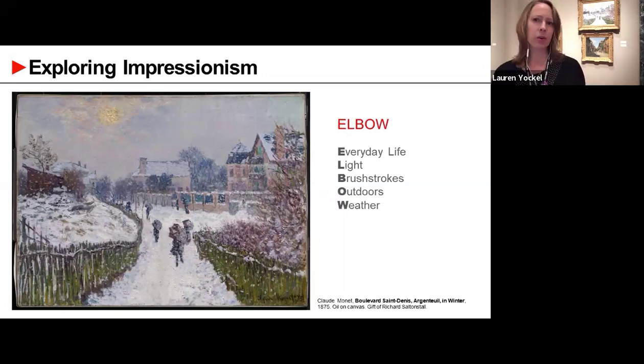And that's because just as they were interested in capturing the different effects of light, they were also interested in capturing weather and the different effects that they could see when they were outdoors. And we'll see that as we go through some of these paintings. So keep those things in mind, ELBOW, as we go through and look at these different artworks together.